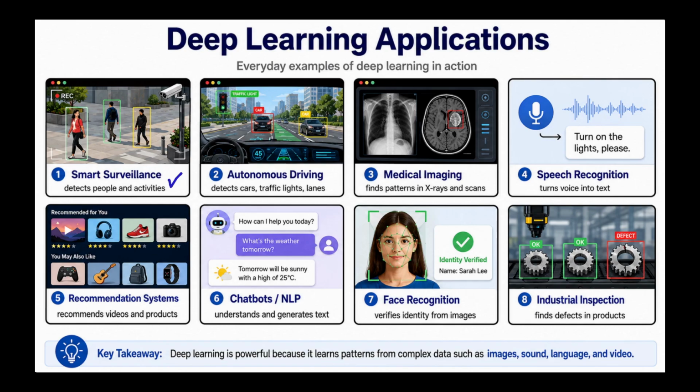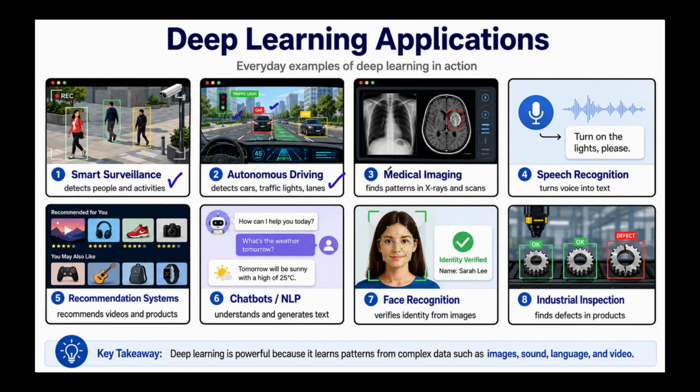Second, autonomous driving. Self-driving cars use deep learning to understand the road environment. The car must detect cars, pedestrians, traffic lights, road signs, lanes, and obstacles. For a human driver, this looks natural, but for a computer, every video frame is just pixels. Deep learning helps convert those pixels into meaningful objects and decisions.